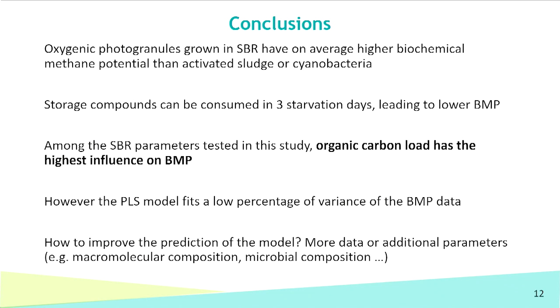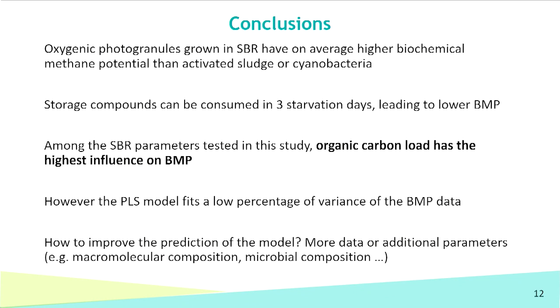So finally, the conclusions. The oxygenic photogranules grown in sequencing batch reactor have, on average, higher biochemical methane potential than activated sludge or cyanobacteria, and this is due to the growth conditions. The storage compounds can be consumed in 3 starvation days, leading to lower BMP that after can be recovered. Among the SBR parameters that were tested in this study, just the organic carbon load has the highest influence on the BMP.